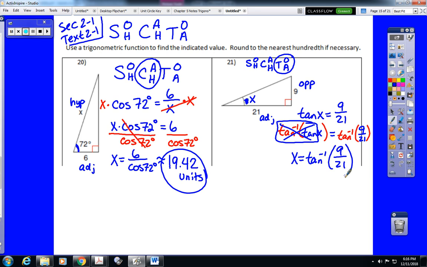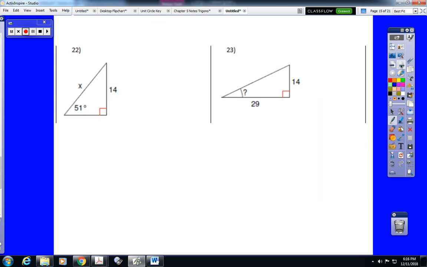So on your calculator, you're going to hit second tangent and then type in that fraction. Second tangent, 9 divided by 21. Again, we're going to round that to the nearest hundredth, 23.20, and that would be in degrees. Again, you should pause this video and try the next 2 on your own before you watch the solutions. If you're still a little bit confused, watch one more set, then try to do the next set on your own. There's about 10 or 12 of these, so we should have plenty of practice.